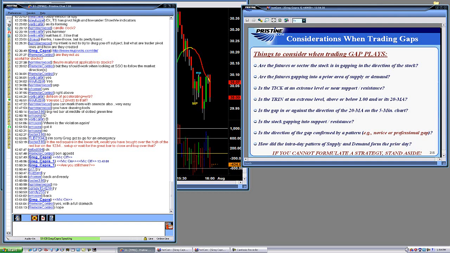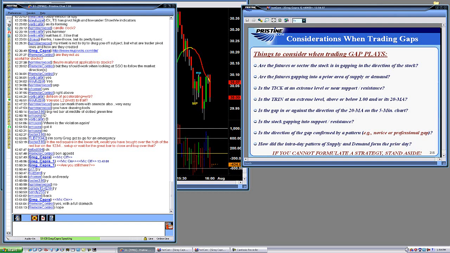Is it gapping up after having pulled back multiple days in a row, and possibly even having a reversal day? Is it gapping up from a climactic buy setup? Is it gapping up after prices may have broken out with a wide range bar out of a base yesterday, which would suggest a continuation?